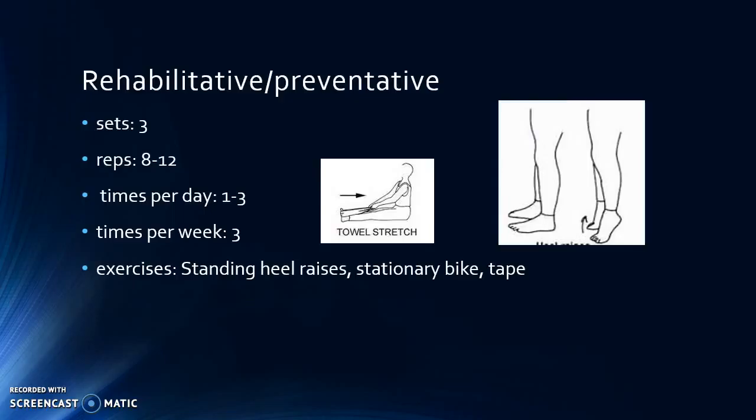For rehabilitation and preventative measures, the athlete can do standing heel raises, which is basically calf raises, to help strengthen the gastrocnemius and soleus muscles. Also, modalities such as ice can help reduce pain and inflammation early on. And cross-friction massages may be used to break down adhesions that may have formed during the healing response and to further improve the gliding ability of the tendon.